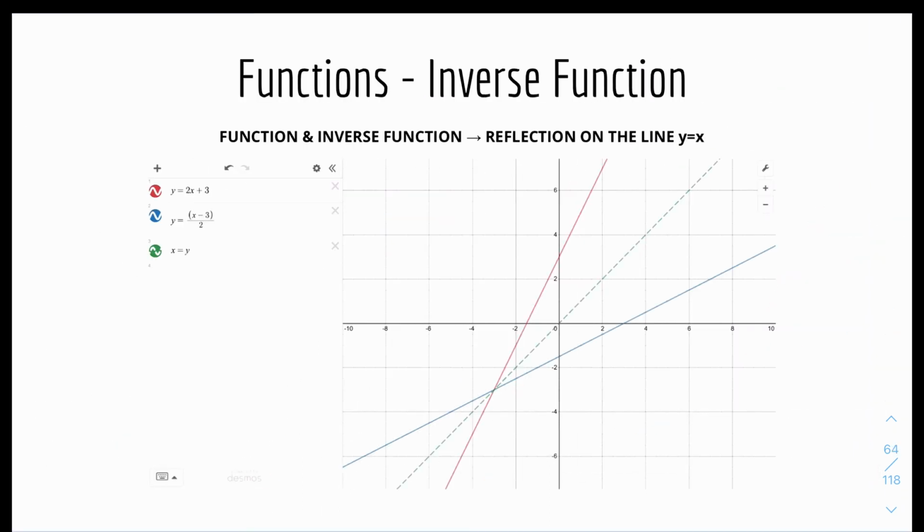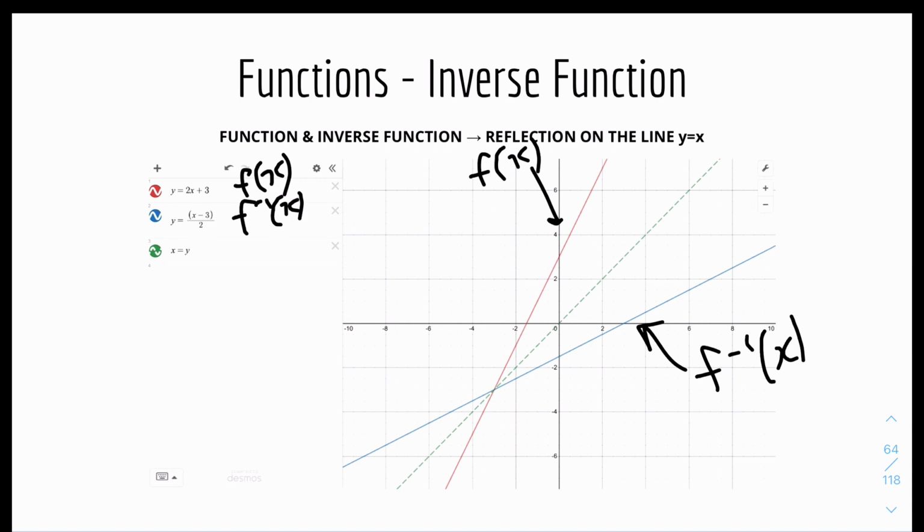Then we have some graphs for inverse function. So the idea of inverse function and normal function is that, let's say this is a normal function, f of x, and this is an inverse function of f of x. The normal function is denoted as the red line, and the inverse function is the blue line, and the dotted line right in the middle is the line x equals y, or y equals x. So what an inverse function is, is that the inverse function reflects the function from the line y equals x. Basically the inverse function is a reflection of the original function on the line y equals x.